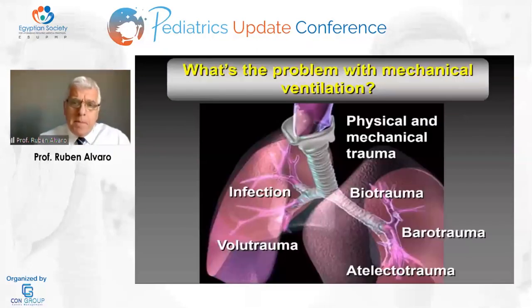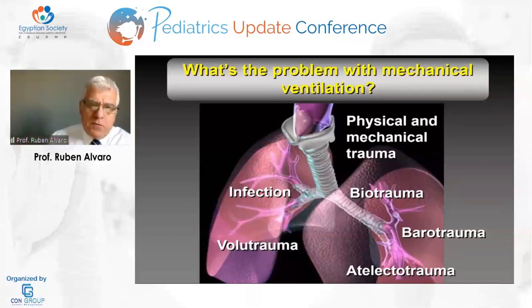So we know that there is a strong association between the development of bronchopulmonary dysplasia and mechanical ventilation. And mechanical ventilation can damage the lungs by several mechanisms. We can have volutrauma from excess volume. We can have barotrauma from excess pressure. We can also have atelectrauma if we don't use enough PEEP and we lose lung volume.